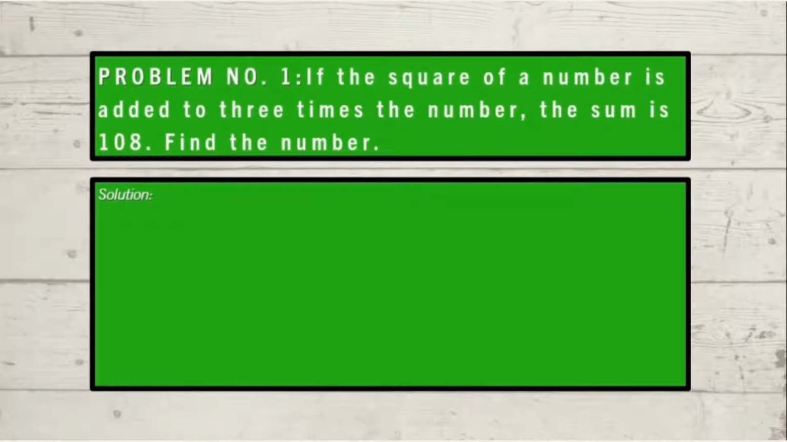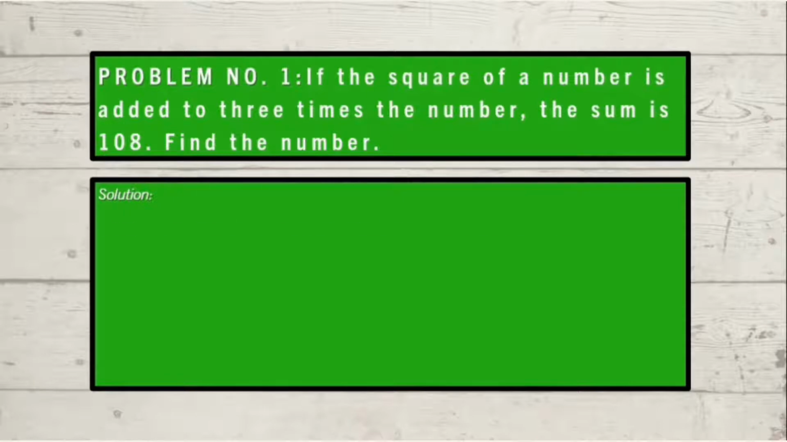Let's have problem number 1. If the square of a number is added to 3 times the number, the sum is 108. Find the number. Please listen attentively as I discuss to you how to solve this problem. Let us now apply ARSEC. For the analysis, we will just identify the given and what is asked in the problem.